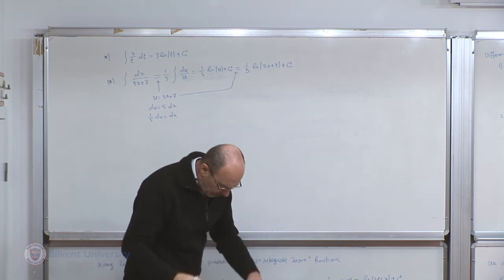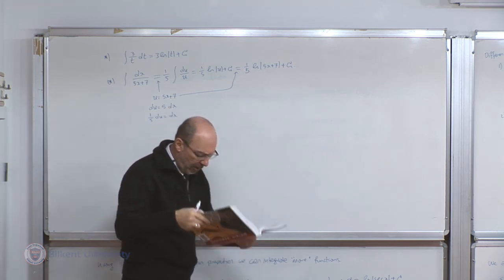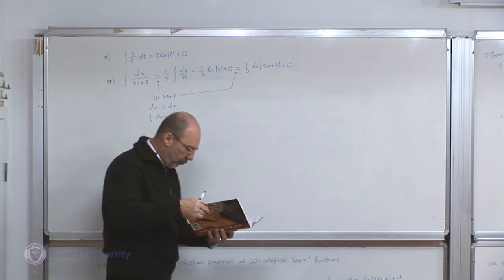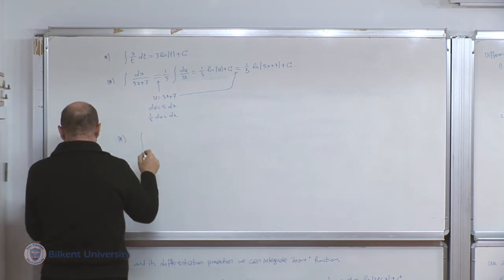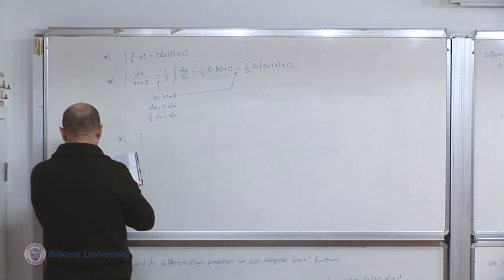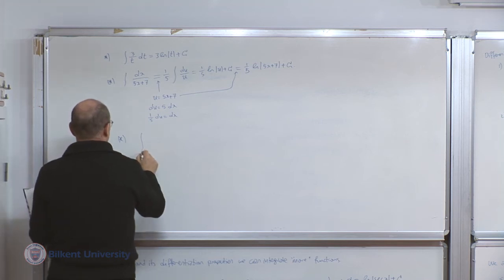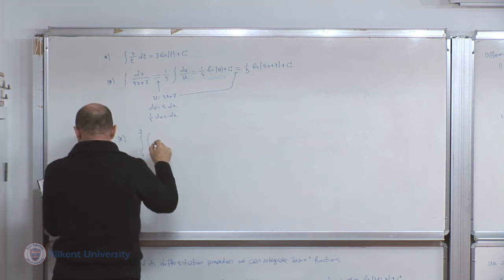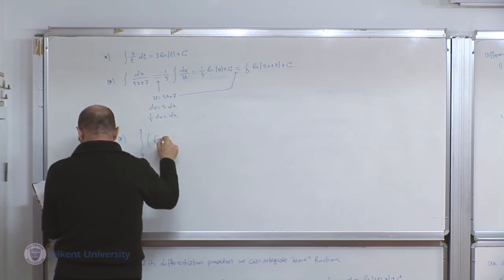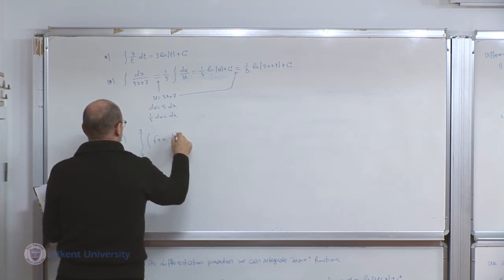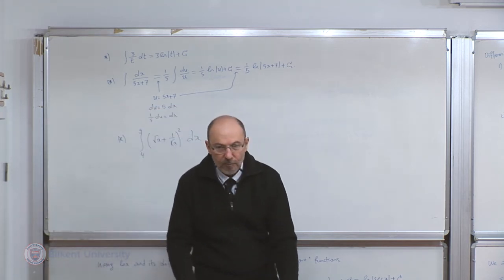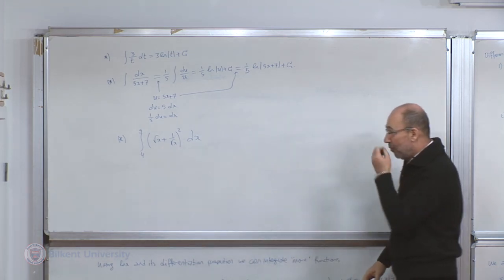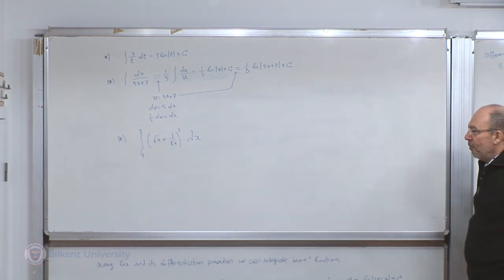Okay, so what else do we have? What do you say about this? This looks horrible, so I'll ask you to solve it. This is the integral from 4 to 9 of the square of square root of x plus 1 over square root of x, dx. What is your first move?